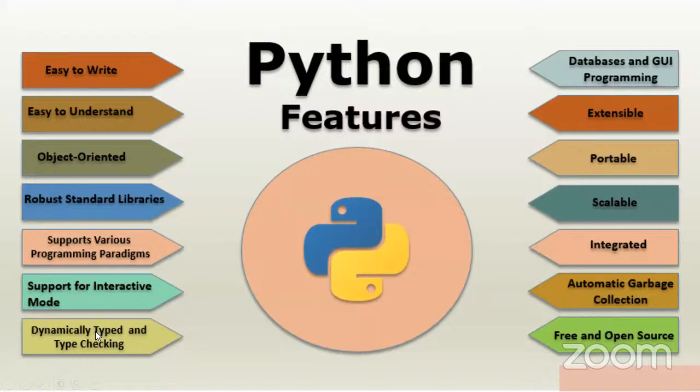And Python is dynamically typed, which means what? The variable types are determined at runtime itself. If you are using another programming language, we need to write the variable type. If you are creating a variable to store an integer, we need to write the variable type. But in Python, it is not necessary. So the variable types are determined itself at runtime. And it also supports type checking to ensure code correctness.